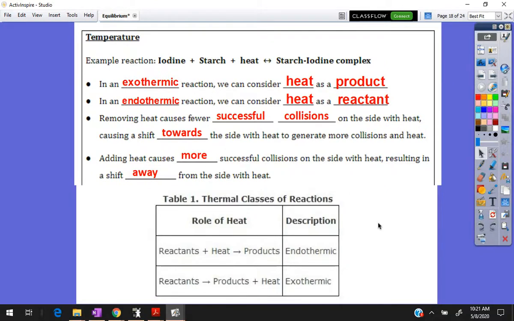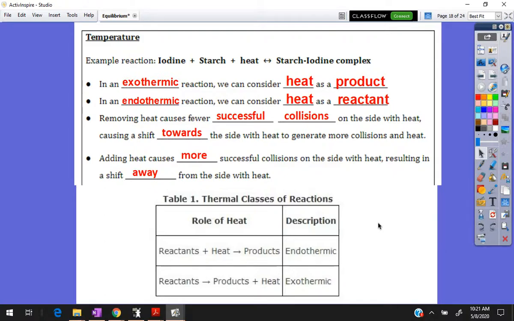When we are talking temperature, there are two types of reactions that we're going to look at. There are exothermic reactions, where heat is being released by the system, which is our chemical reaction. In an endothermic reaction, heat is being absorbed by the system, again, our chemical reaction. So since heat is being released in an exothermic reaction, we can view it as a product. If heat is going into the system, it's being absorbed by the system, we can view it as a reactant.